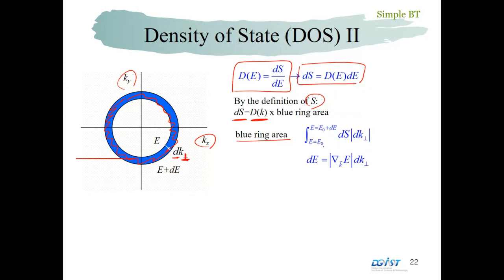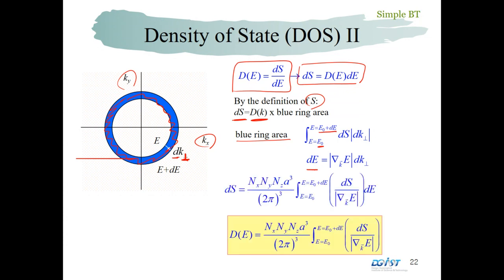Yeah. And if you're taking the integral from E0 to E0 plus dE, and the delta E is nothing else but the gradient of the energy multiplied by dk perpendicular. So in this sense, we can calculate dS with those relations. Sorry, this should be d. So you can write down the density of state in this form.